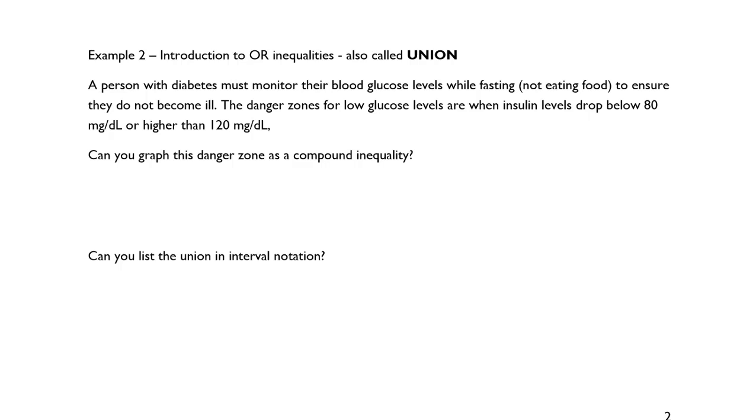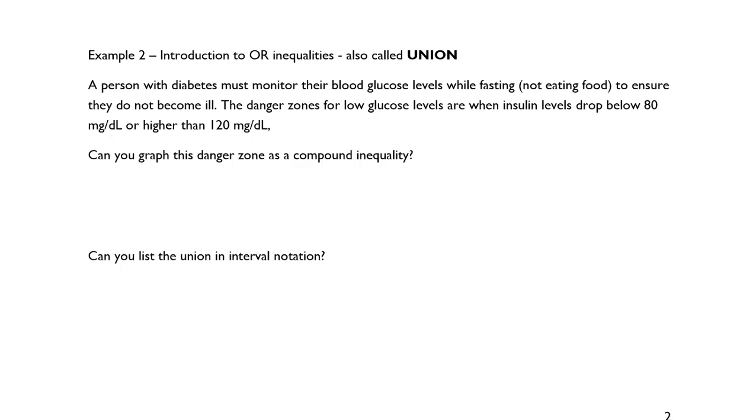In example 2, we have an introduction to an OR inequality, which is also called a union. You can remember that if it's a union, you use the U grouping to connect one separate piece with another separate piece. That union says there was a break, but we're going to list all the values that are true anyway, even though there was a break in the continuous solutions.